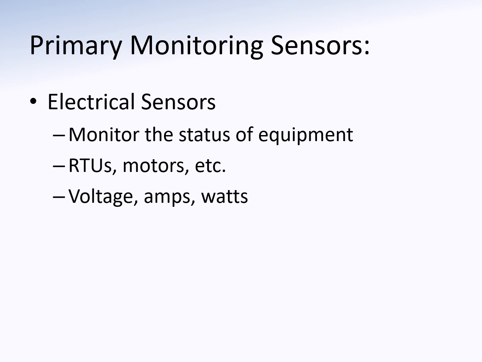And then you have electrical sensors, like I said, these monitor the status of the equipment. So you have a runtime unit or your motor. You want to make sure that the electrical power going to those units doesn't fault. There's not an overcurrent, undercurrent, and so these are going to monitor that and give that feedback back to your SCADA system.